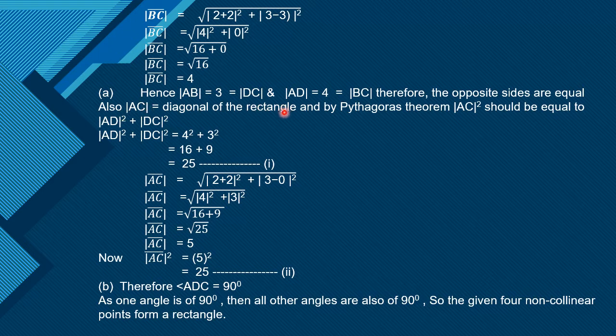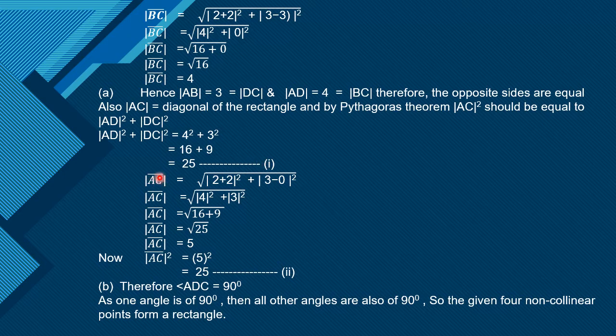Also, AC is the diagonal of the rectangle. Now again by Pythagoras theorem, AC square should be equals to AD square plus DC square. That is, the square of the hypotenuse should be equals to the square of the base plus the square of the perpendicular. So the measure of AD was 4 and the measure of DC was 3. If we take their squares, it will give you 16 and 9. So adding them gives you 25. Now mark it as equation number 1.